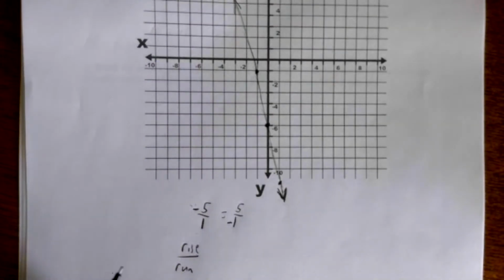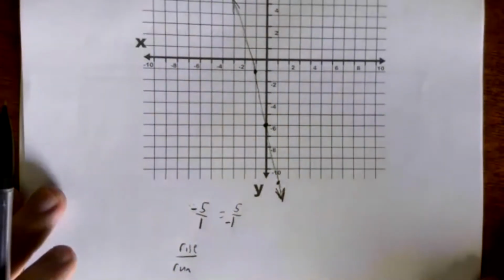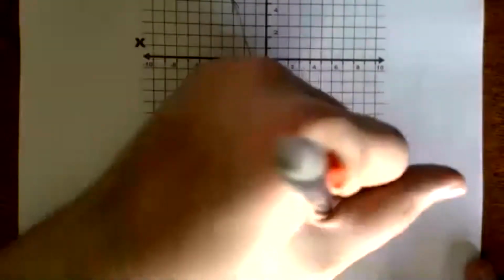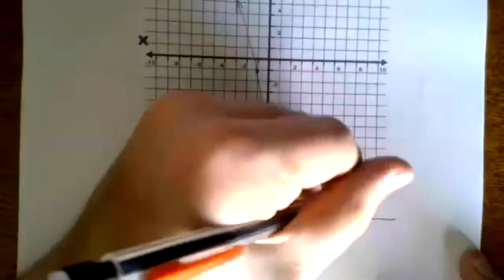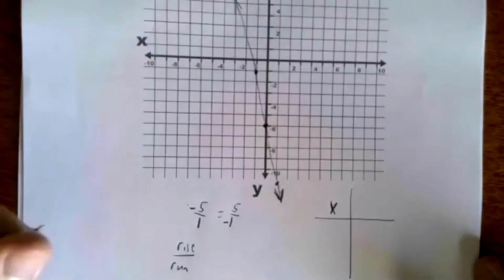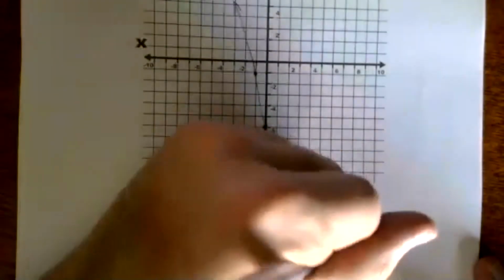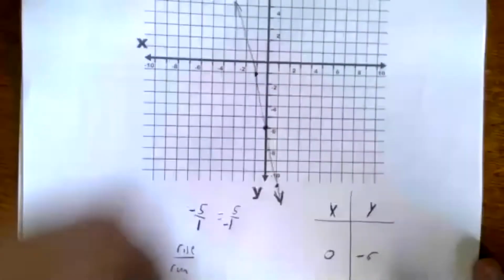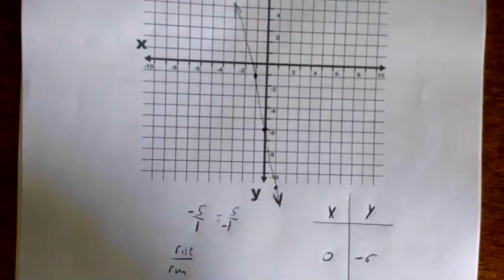I don't know if it came up before. I don't think it has. So what we could do instead is we could make a table, right? So maybe that'll be a little bit easier. So I'll make a table. So I'm gonna have when x is 0, right? So I'm gonna put that in the middle. We get our y values. This is -6, right? So that's just our y-intercept.